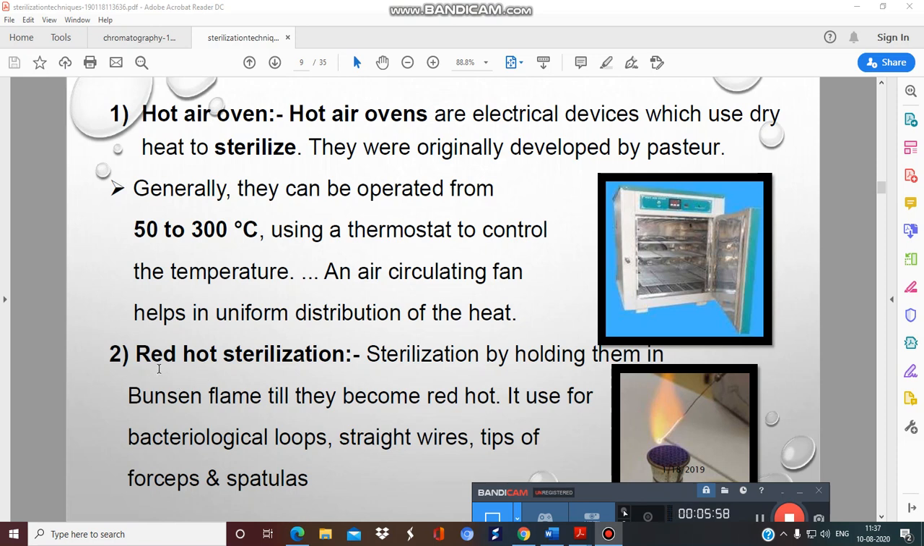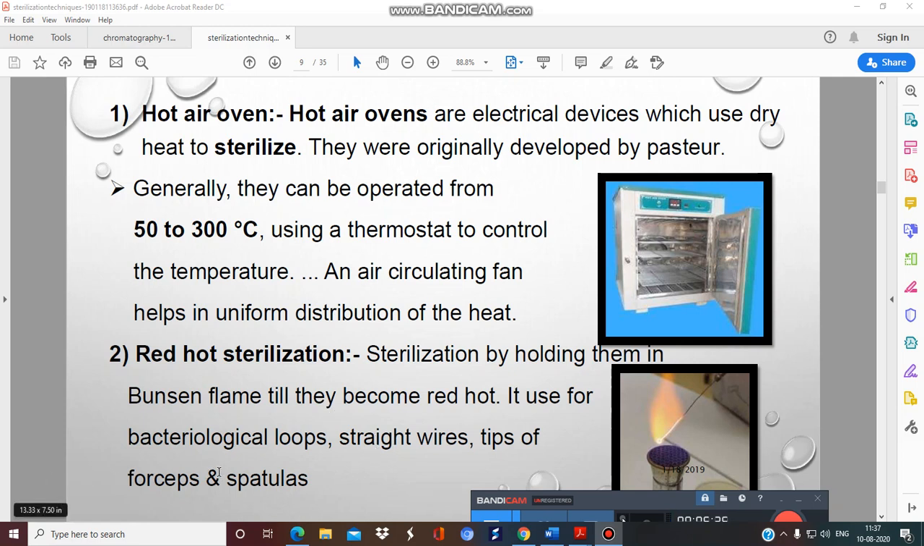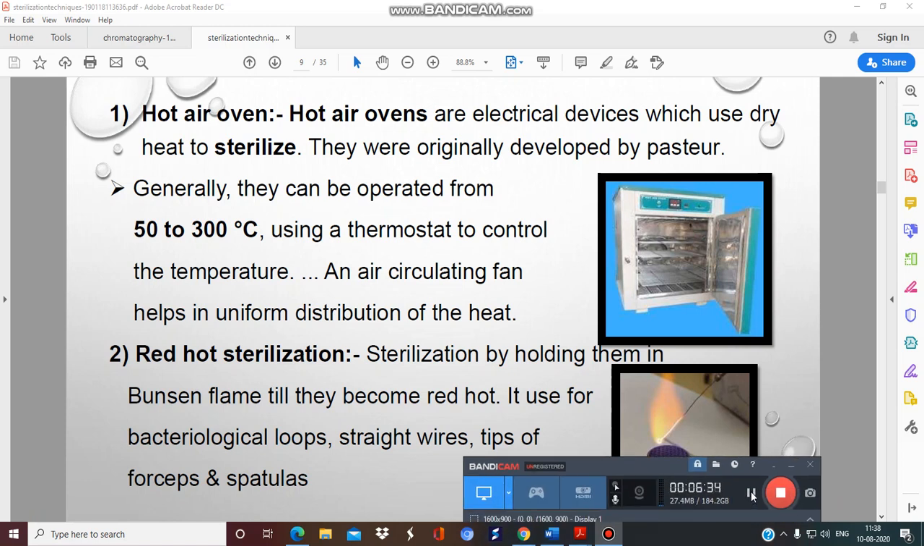The next method is red heat sterilization. It is a very simple method. You have to hold the sample in the flame of a Bunsen burner till it becomes red hot. It is used for bacteriological loops. I hope you remember the inoculation loop of bacteria. We will sterilize the inoculation loop using this technique, and also straight wires, tips of forceps, and spatulas that we use in culture media or for any other purpose. We will sterilize them with the help of red hot sterilization.